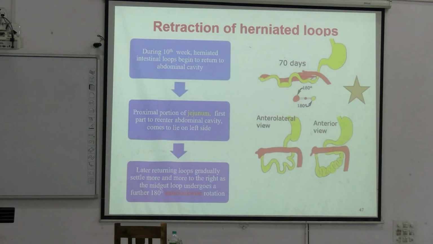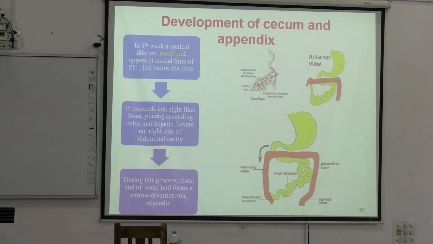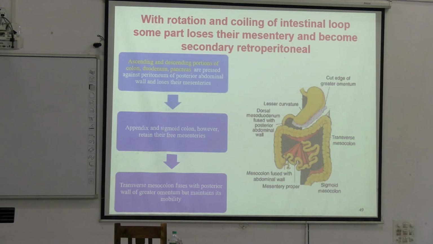Now, coming from this, the consequence of this going and coming back, we call the retraction of the herniated loop, and we have some sort of fate of this. The consequence of this rotation and reverse rotation is that we have the mesentery, which we call the dorsal and ventral mesentery. The dorsal mesentery is extensively present in this part of the gut. Some part of the gut, especially the large gut, during this rotation and movement, loses this mesentery.